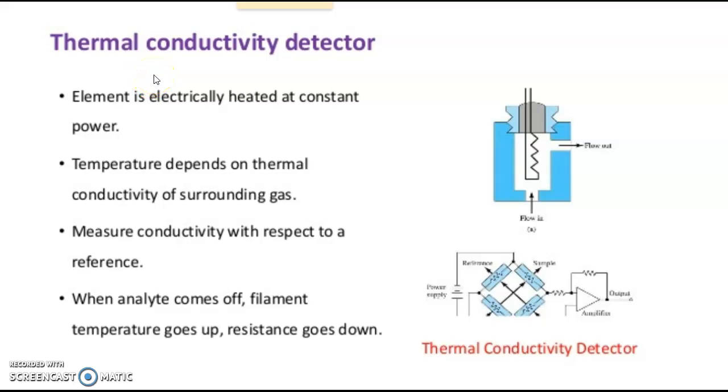Among them we will discuss the thermal conductivity detector. The element is electrically heated at constant power. Temperature depends on the thermal conductivity of the surrounding gas. This is the apparatus setup for a thermal conductivity detector, which measures the conductivity with respect to the reference. When an analyte comes off the filament, temperature goes up, resistance goes down. As the temperature increases, the resistance decreases, so the electrical conductivity is more. By that, we calculate the temperature change.